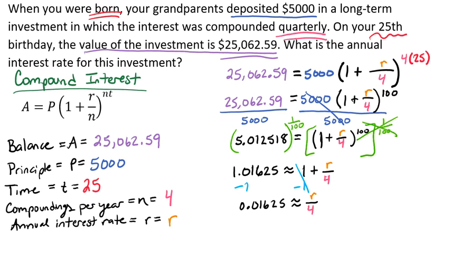From here, we will multiply both sides by 4 to get rid of the 4, and that's going to tell us that R is approximately 0.065.